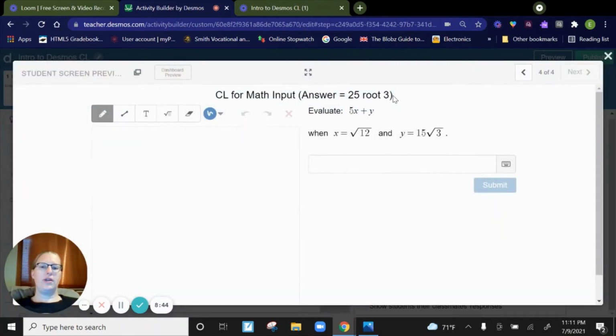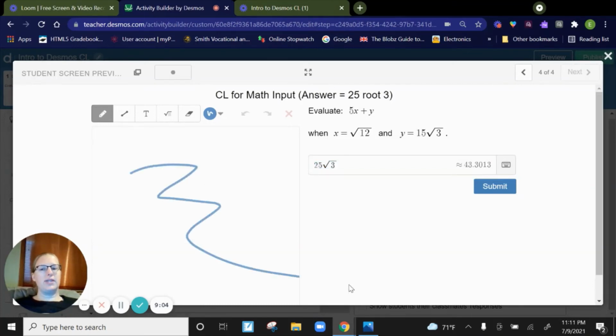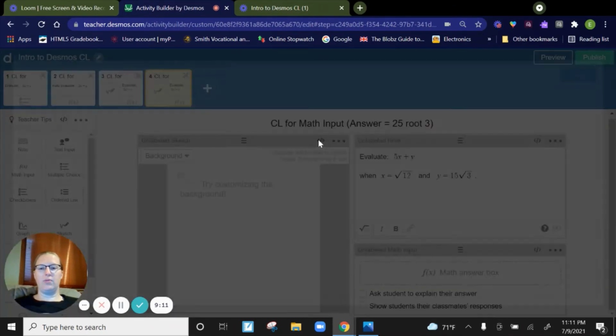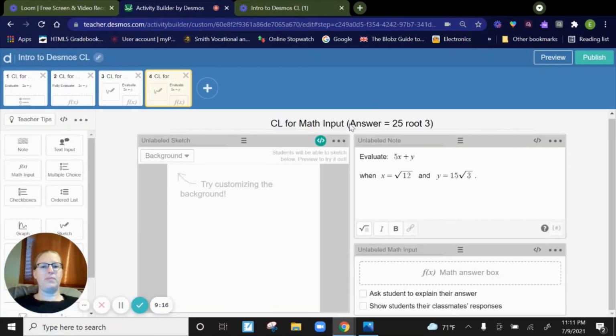Slide 4, the answer here is 25√3. And so I'll write 25 square root of 3. I'll highlight it, Control-C to copy it. Right now, no CL, so I'm getting the dot on the dashboard. And remember that because I have a sketch component here, I really need to put some CL there as well. And I don't really care what the student does, so I'm going to say read only true. And it's really just for the student's benefit.